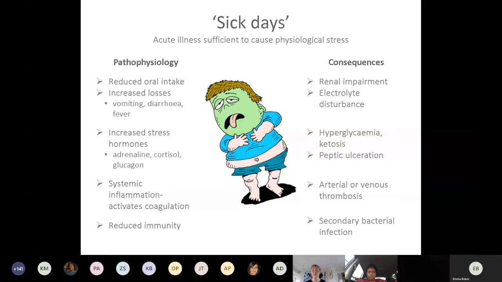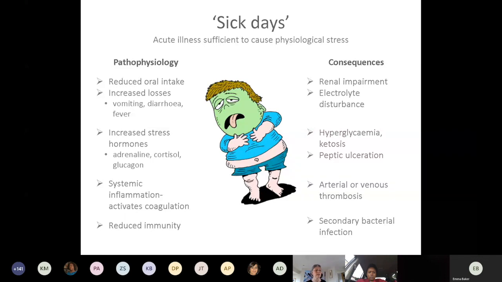This causes a release of stress hormones such as adrenaline, cortisol and glucagon, all of which increase insulin resistance. They may have systemic inflammation, which then activates coagulation pathways, and they may well have reduced immunity, particularly, for example, if they've got epithelial damage with viral infections. The consequences are shown down the right.